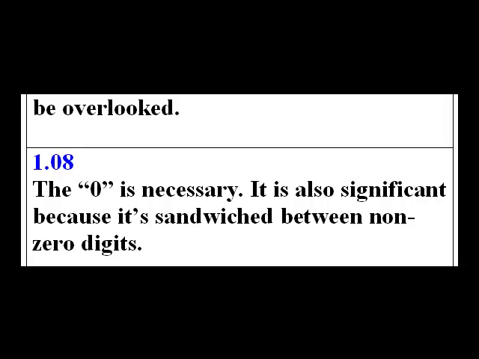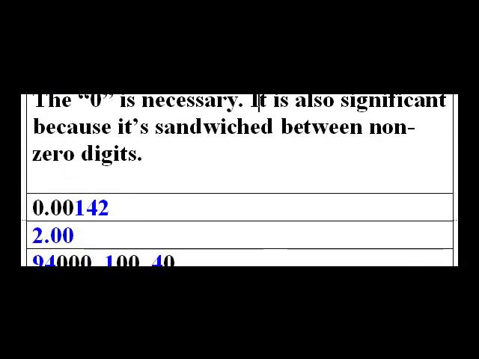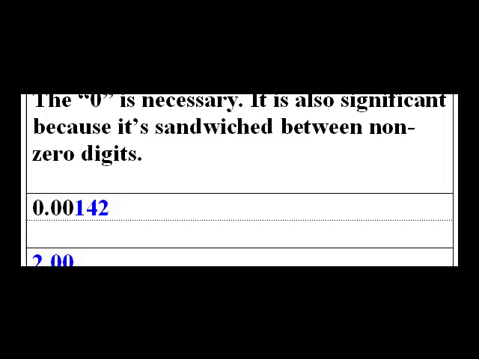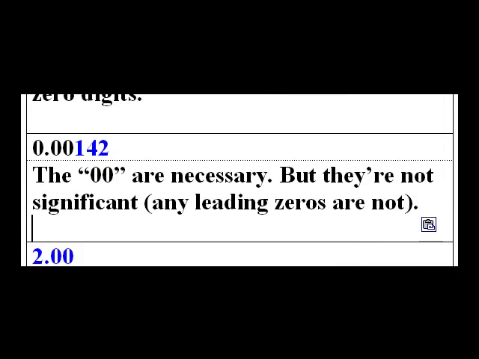On the next one, of course, the two zeros behind the decimal, these two here, are necessary. The first one is actually not, but again for the same reason of not overlooking the decimal point, I like to write it there. But these two here are not significant. Any leading zeros are not significant, and these three, of course, are non-zero digits, so they are significant, of course. The next one.